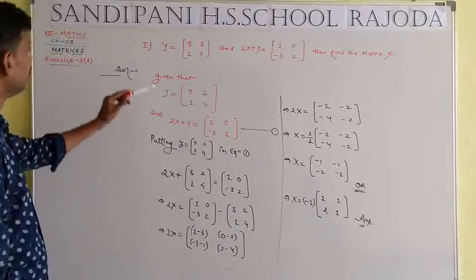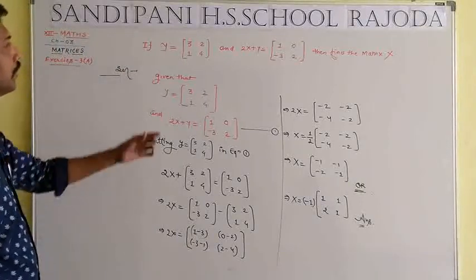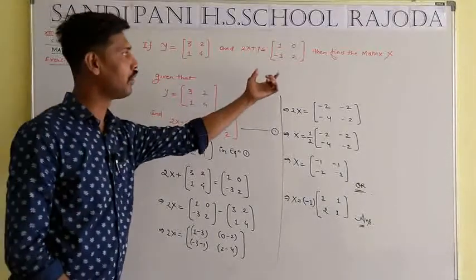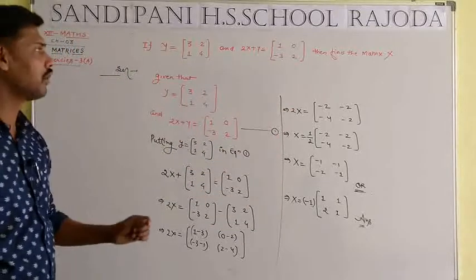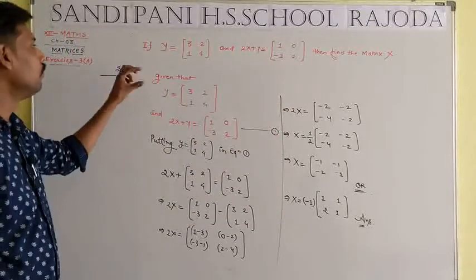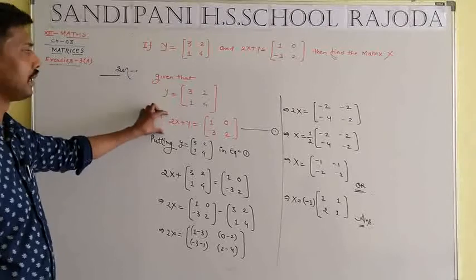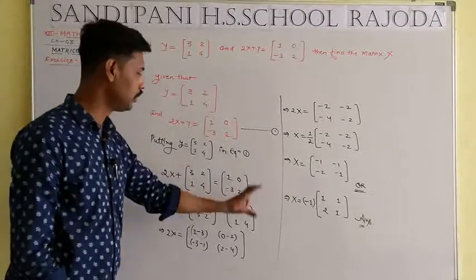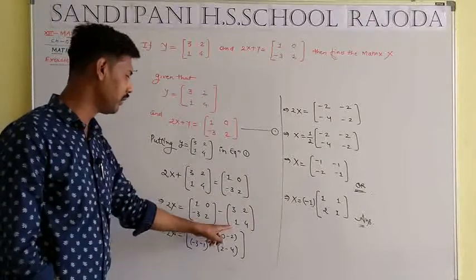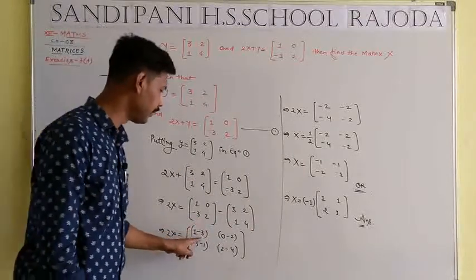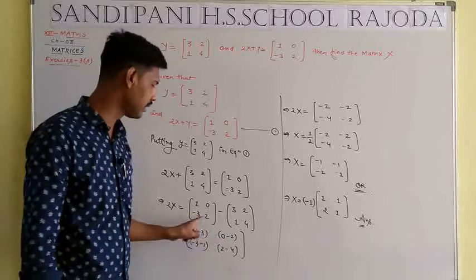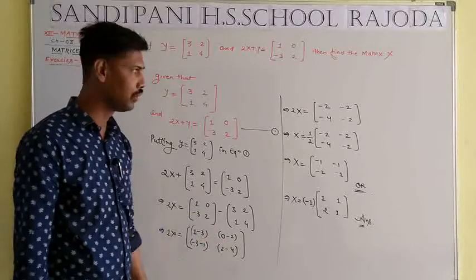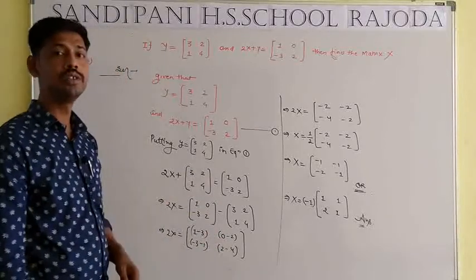Students, in the question y equal to a matrix and 2x plus y equal to another matrix, we have to find the value of x. So we put the value of y in the given equation and transfer the matrix from positive to negative, subtracting between the two matrices: first element minus first element, second minus second, third minus third, and fourth one minus fourth one. The required solution is here.